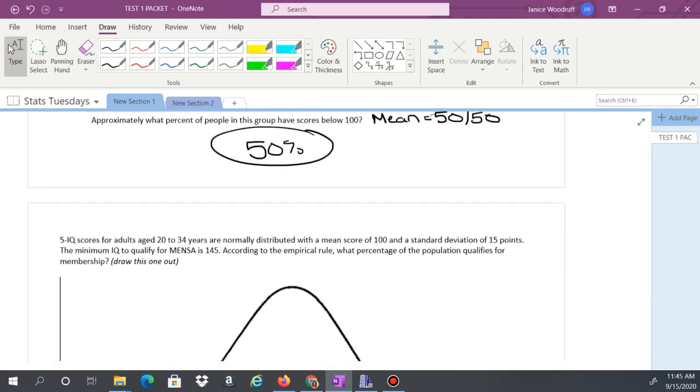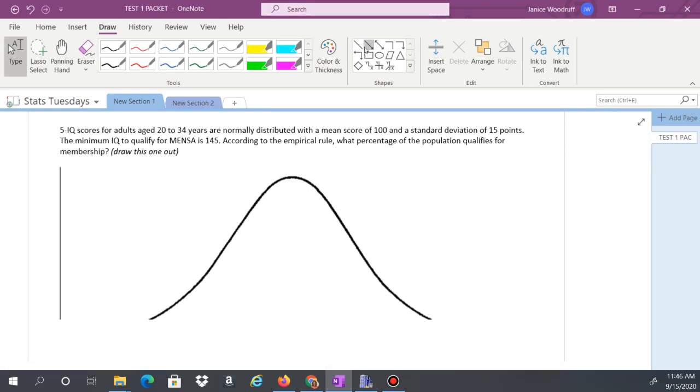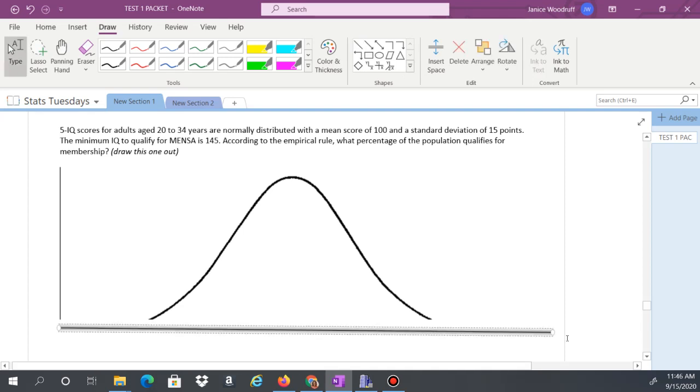All right, then we're using the same data for number 5. All right, IQ scores for adults aged 20 to 34. I wonder if that means your IQ goes down as you age, because I'm going to age out of that this year. All right, they're normally distributed with a mean of 100, standard deviation of 15. The minimum IQ to qualify for Mensa, which is that genius group, is 145. According to the empirical rule, what percentage of the population qualifies for membership?